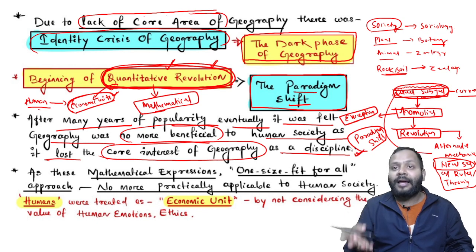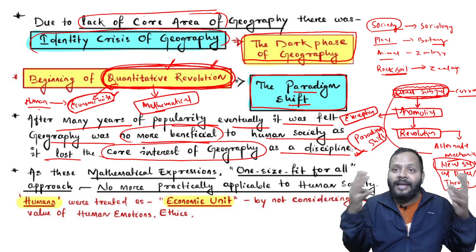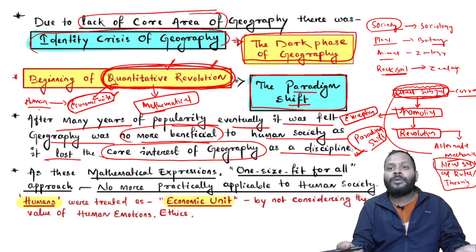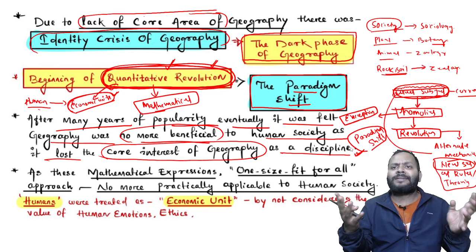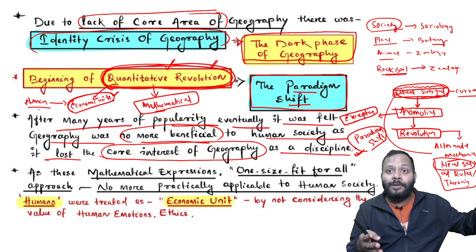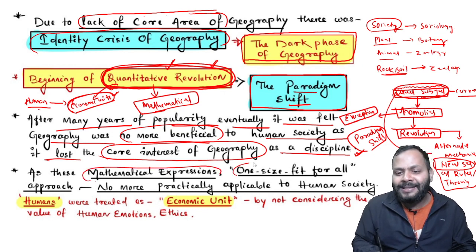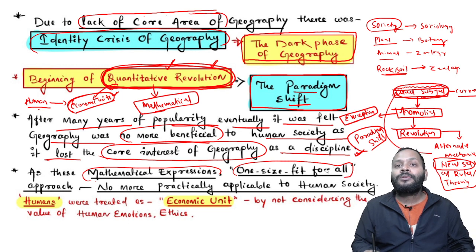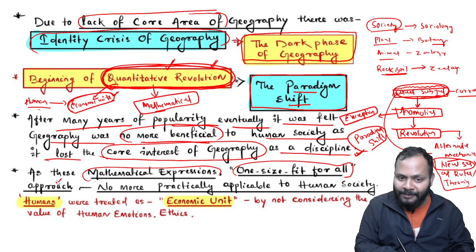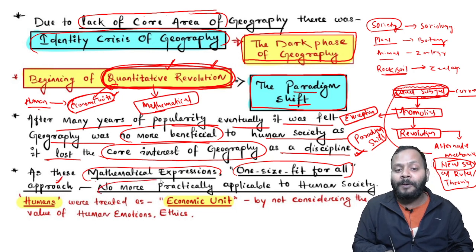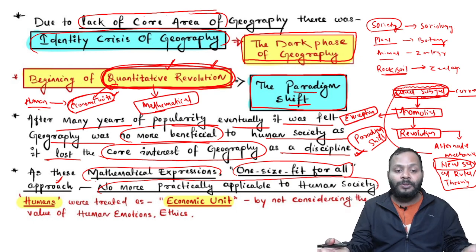It's looking nice, it's looking like a discipline, but what is the use when it is not helpful to the society? So it's not the way to understand geography. Rather, earlier was better. These mathematical expressions are one size fits all, a mathematical expression approach with no more practicality applicable to human society. It is not applied in human society.